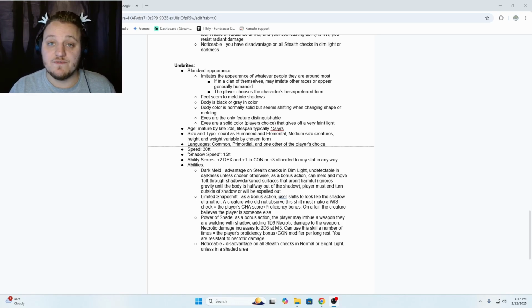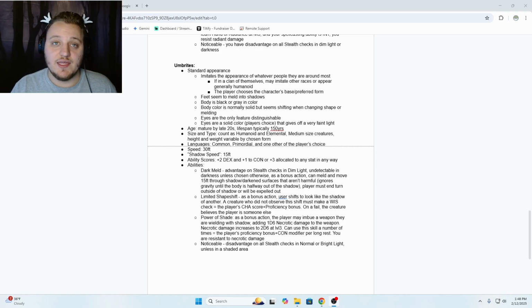Their eyes are their only feature that's distinguishable on their face, and their eyes are of a solid color, again, the player's choice, that gives off a very faint light. Opposite to the Luminites, which are very bright light with dark eyes, the Umbrites are very dark with somewhat brighter eyes. It almost looks like they give off a faint light. Same as the Luminites, they mature by their late 20s, and their lifespan is typically 150 years. They are humanoid and elemental, medium-sized creatures, and their height and weight are variable by chosen form.